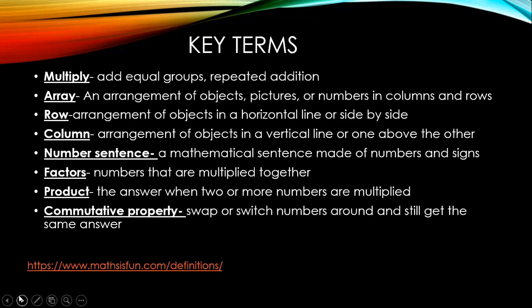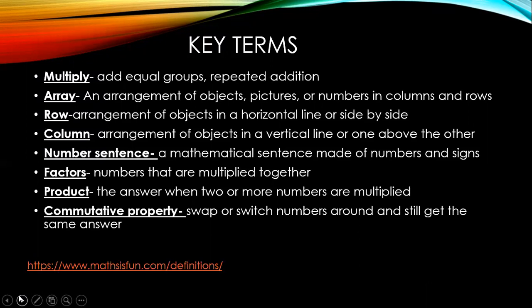Okay, key terms. Multiply: multiplication is repeated addition. An array is an arrangement of objects, pictures, or numbers in columns and rows. A row is an arrangement of objects in a horizontal line, or those objects are side by side. A column is when the arrangement of objects are in a vertical line, or those objects are one above the other. A number sentence is a mathematical sentence made of numbers and signs.